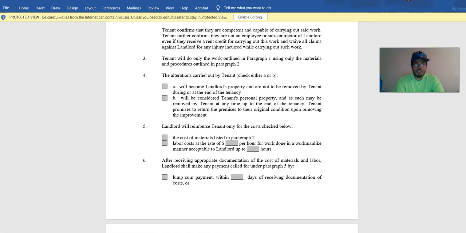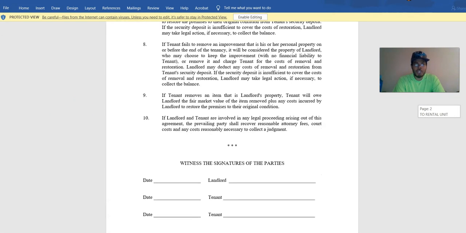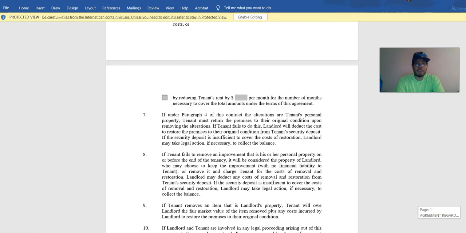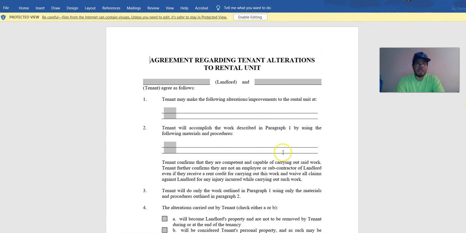And again, all you do is fill in the blanks, check boxes as needed, and then you do the signing. This can also be done for a wide variety of things. So you have this for landlord tenant.